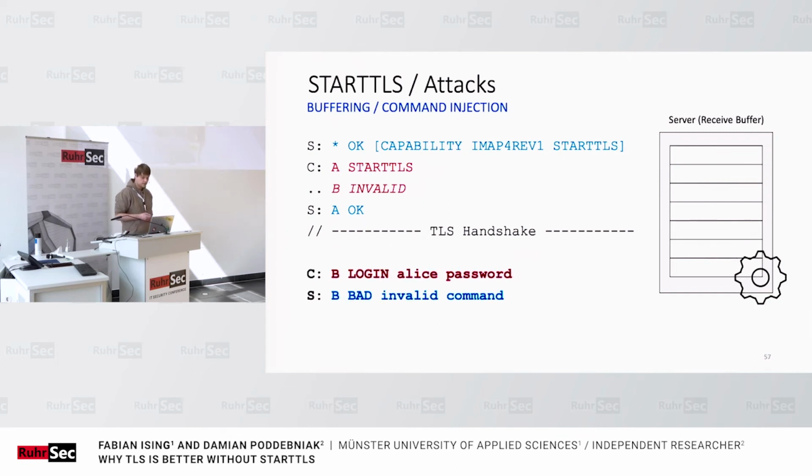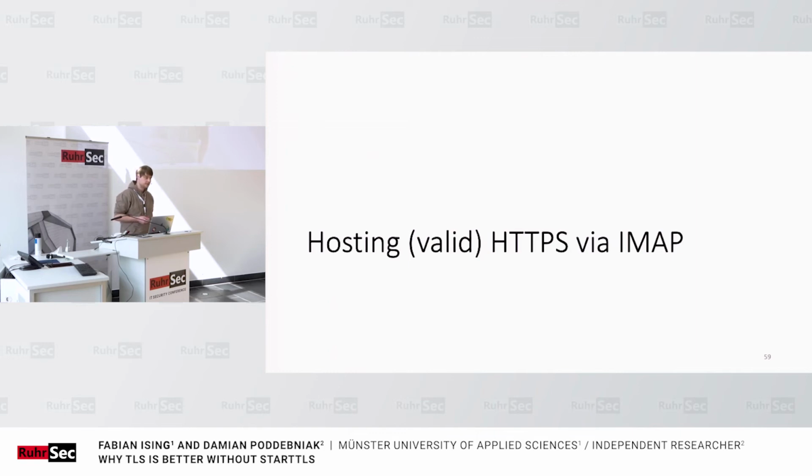So I think how you should think about this problem is that the command we sent at the bottom, the invalid command, is interpreted as if it had been sent via an encrypted channel. And basically, both parties do not align on the meaning of the session, which leads to pretty interesting attack classes. And besides that, credential stealing is almost always possible in these protocols. I think the most adventurous attack we could come up with is hosting valid HTTPS content through an IMAP server.